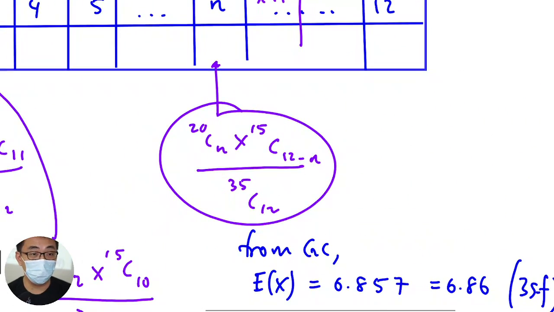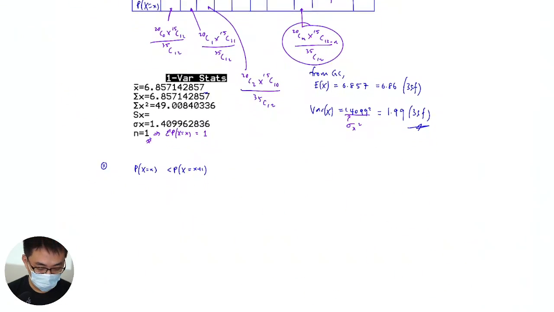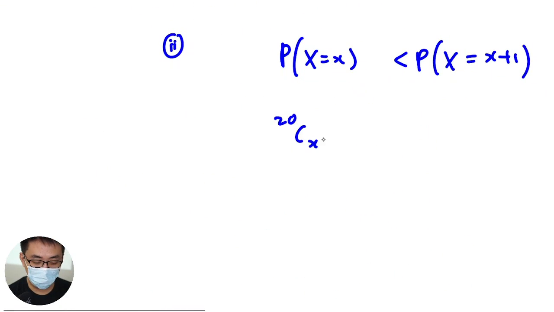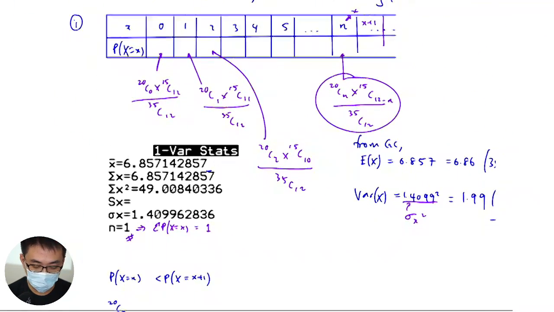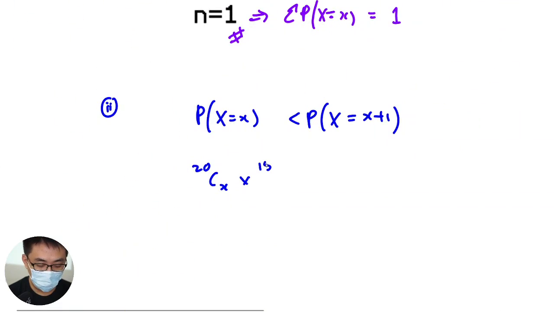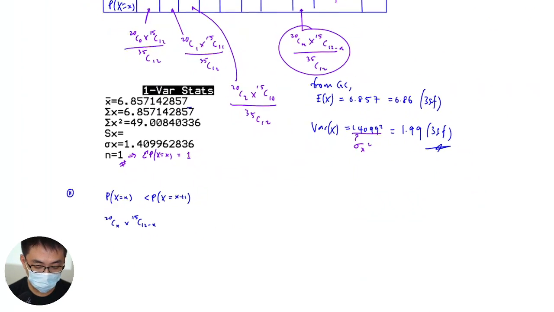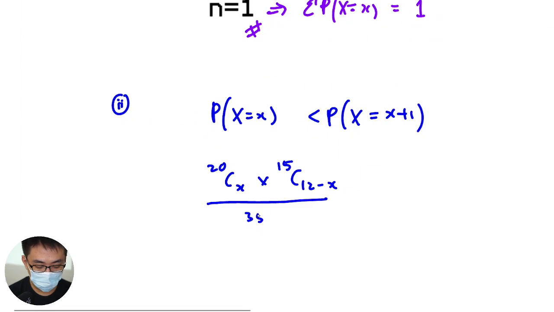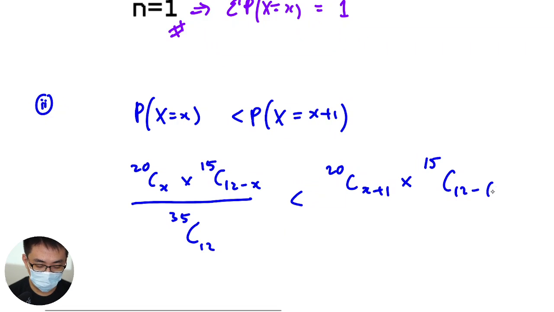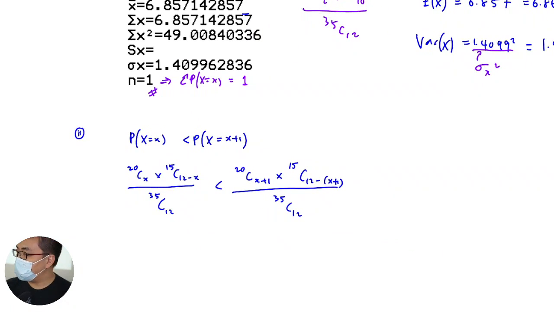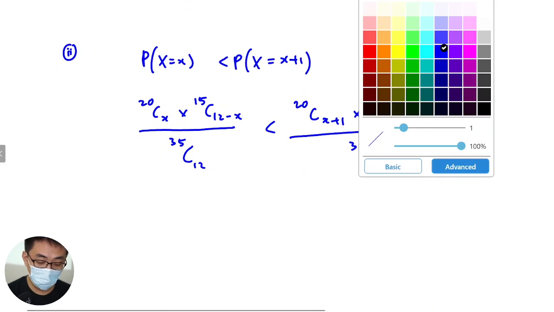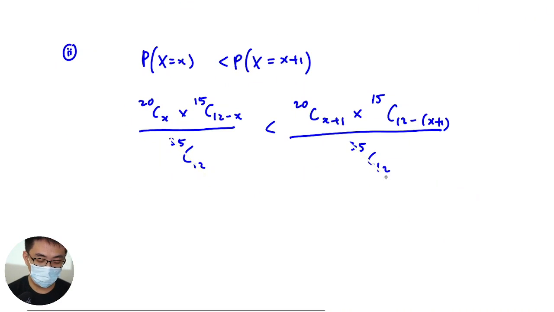So then I'm going to put 20, my n sub as x. So this is 20 choose x, then times 15 choose 12 minus x, correct? Then the bottom is actually 35 choose 12. Then this is less than 20 choose x plus 1 times 15 choose 12 plus x plus 1 over 35. So everyone is happy because we could cancel the denominator. Life is great.